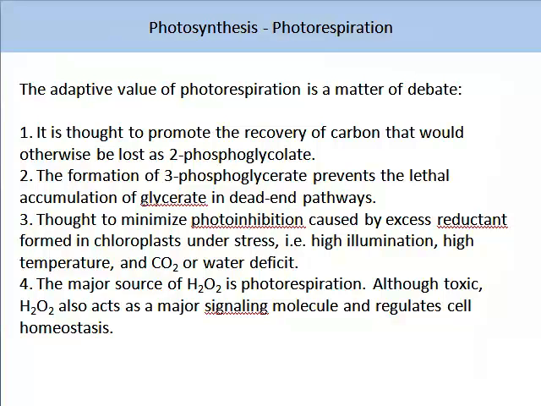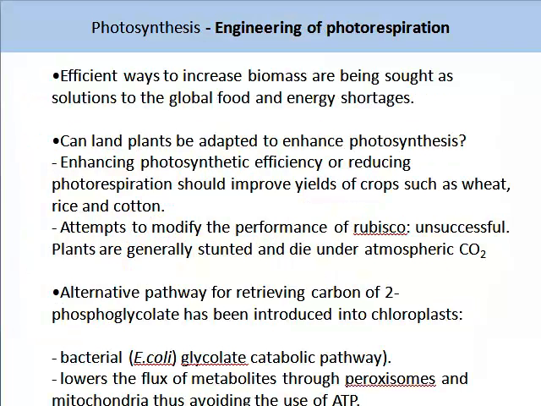Although toxic, hydrogen peroxide also acts as a major signaling molecule and regulates cell homeostasis, and thus has a positive role. Let us talk about engineering of photorespiration. Efficient ways to increase biomass are being sought as solutions to the global food and energy shortages. Can land plants be adapted to enhance photosynthesis? Well, enhancing photosynthetic efficiency or reducing photorespiration should improve yields of crops such as wheat, rice and cotton.